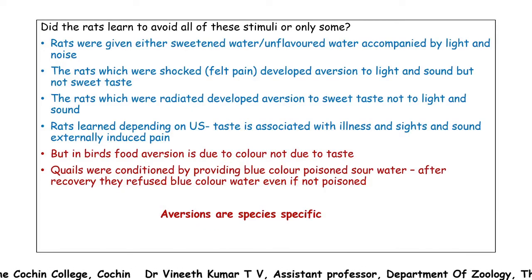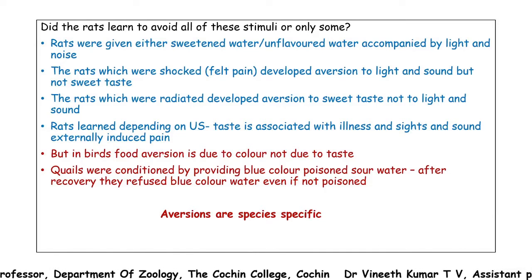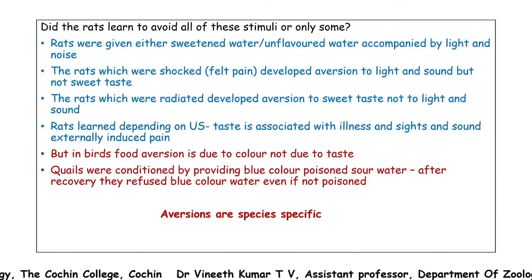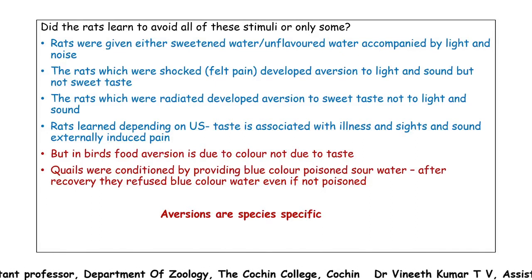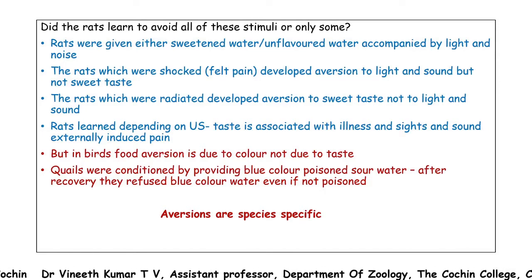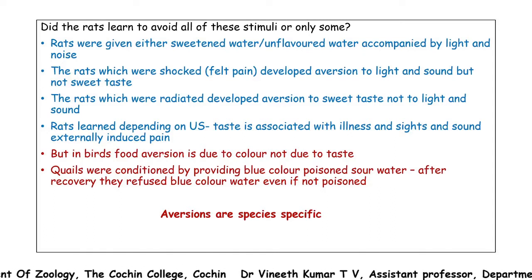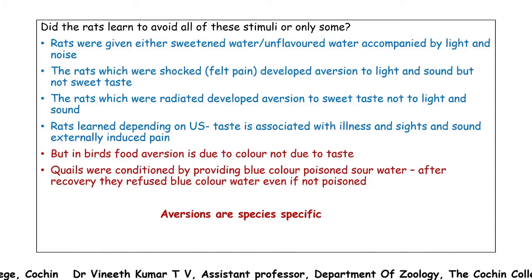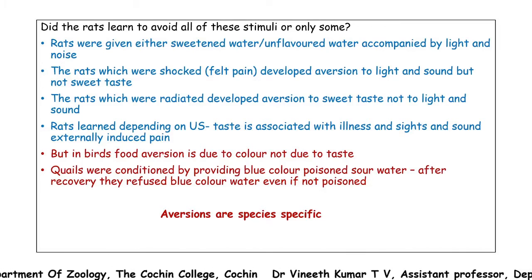And now the question comes: did the rat learn to avoid all of these stimuli or the sum? Because there are many stimuli. Unlike in classical conditioning, where we had only one or two stimuli, here there are three or more stimuli working together. So now we should know whether the rat is avoiding all the stimuli or recognizing only some to avoid.